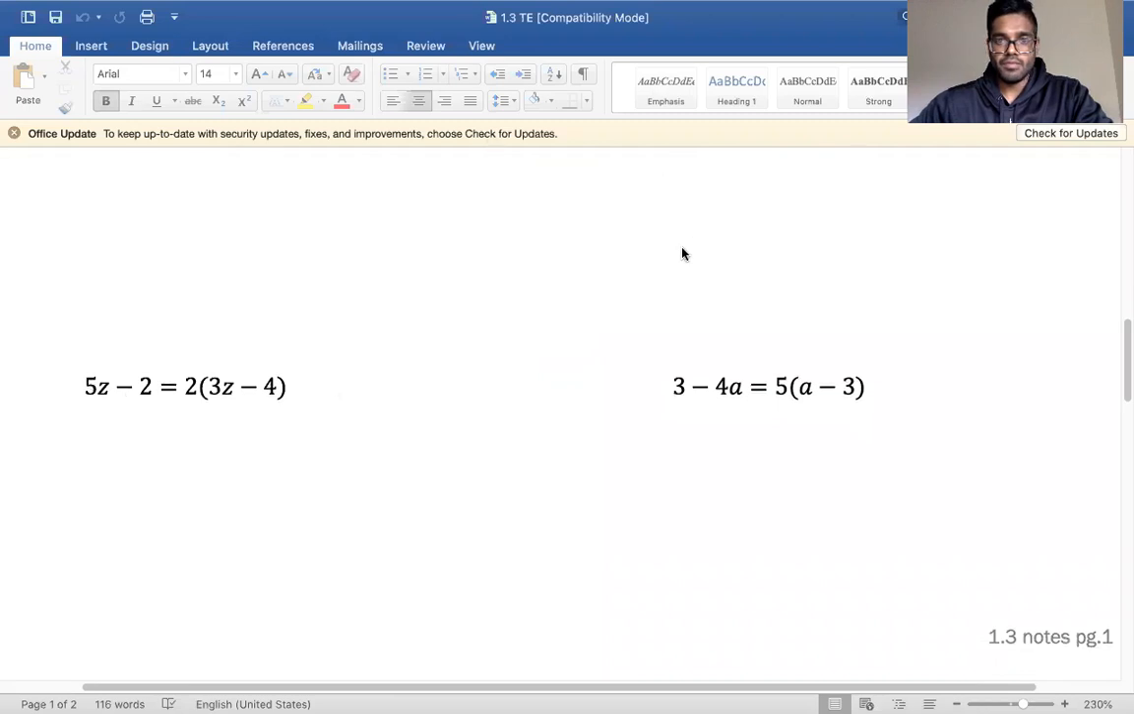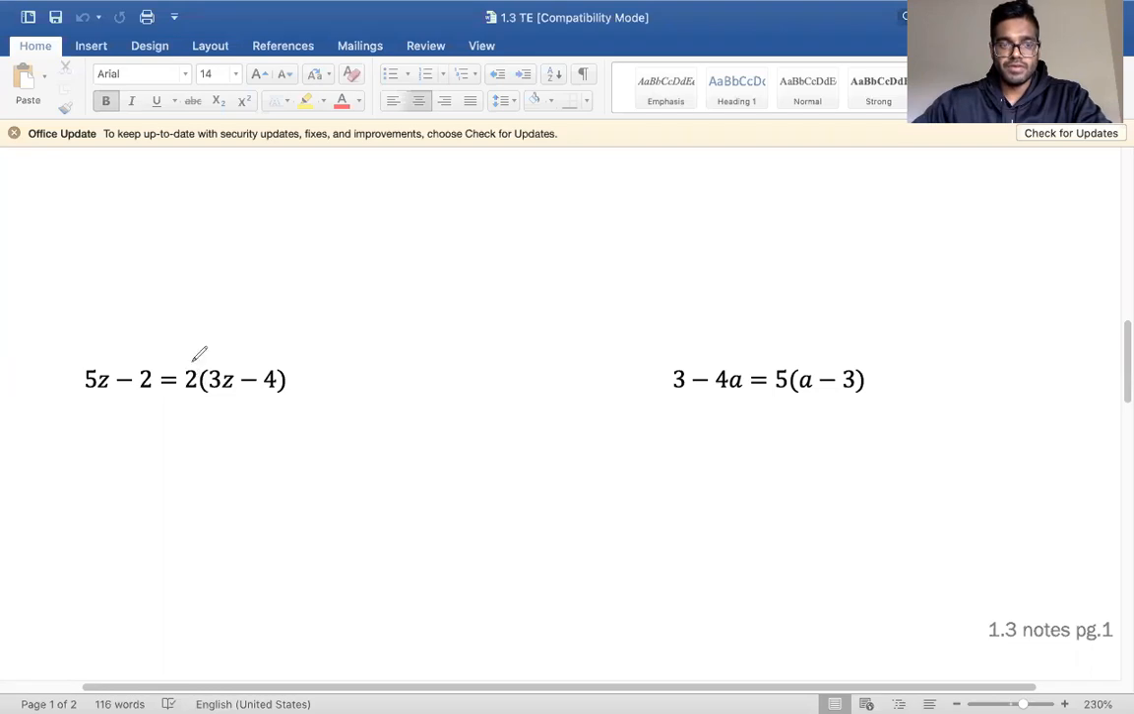I'm going to do this bottom left one here now. Same type of way, like we did up above. Again, first thing I'm going to do is simplify a little bit. So I'm going to just distribute this in, and you get 5z minus 2 equals 6z minus 8. Okay, this is a z right here.